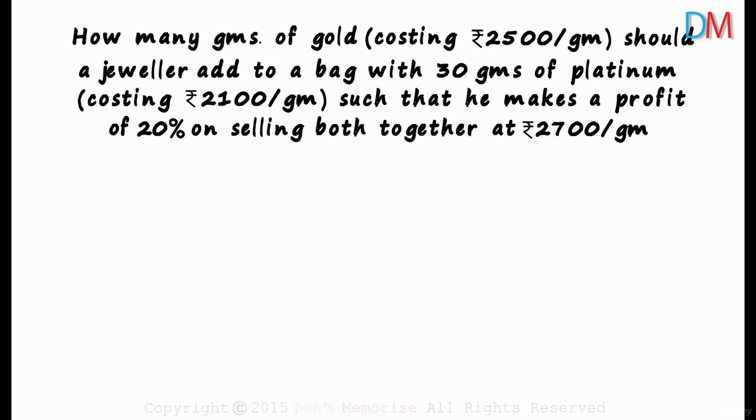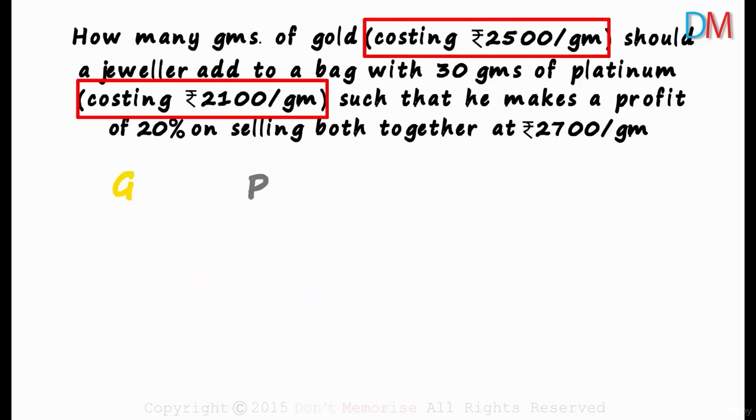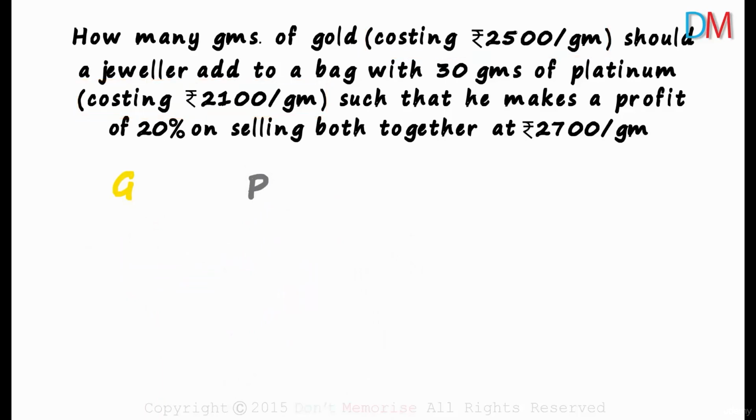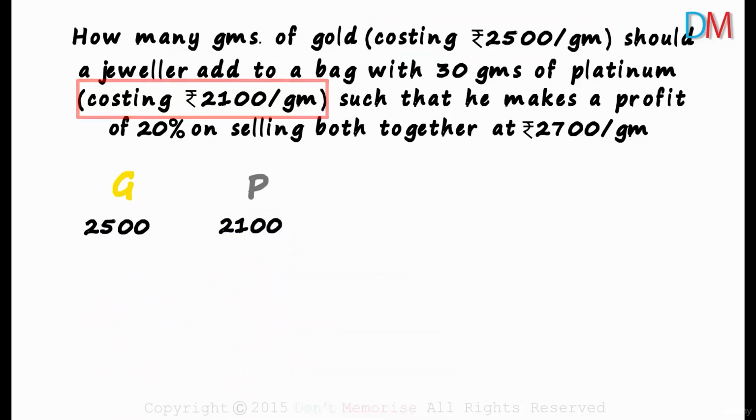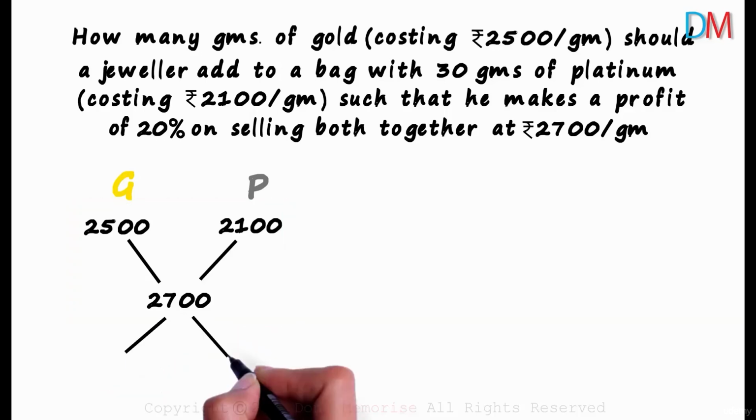Clearly, there are two things we are talking about here: gold and platinum. The parameters given to us are the cost price of each. Gold costs 2,500 rupees per gram and platinum costs 2,100 rupees per gram. We have the resultant average too. Both of them together can be sold at 2,700 rupees per gram. This is what is given to us. With this, we will get the ratio of the weights in which they are taken together.